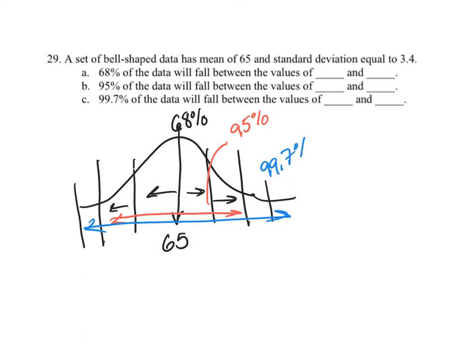99.7% of the data. So if we have 65, we go 1 standard deviation away, we are adding 3.4 and subtracting 3.4 from 65. So those values should be 68.4 when we add, and when we subtract, it would be 62.6. Oh, 61.6, excuse me. 65 minus 3.4.